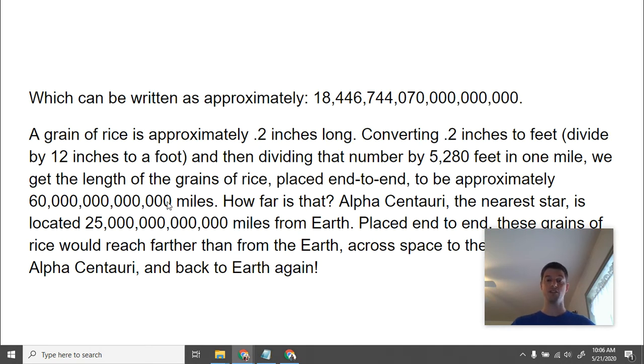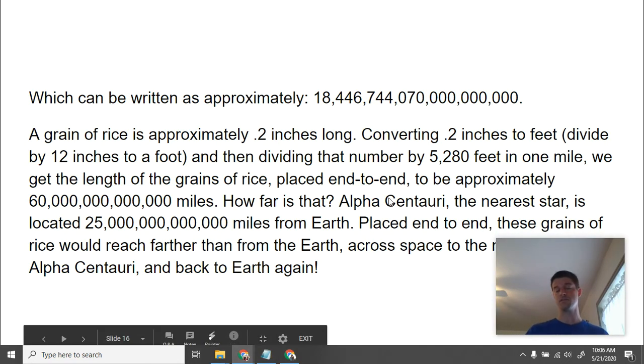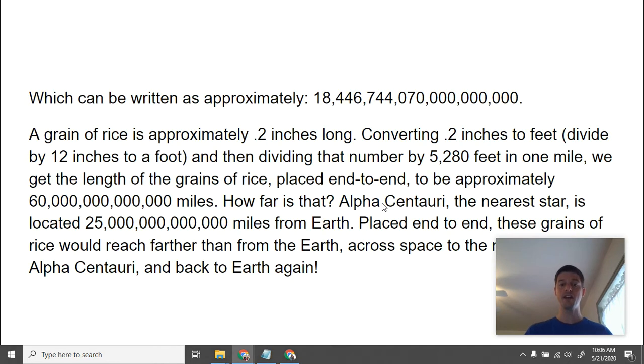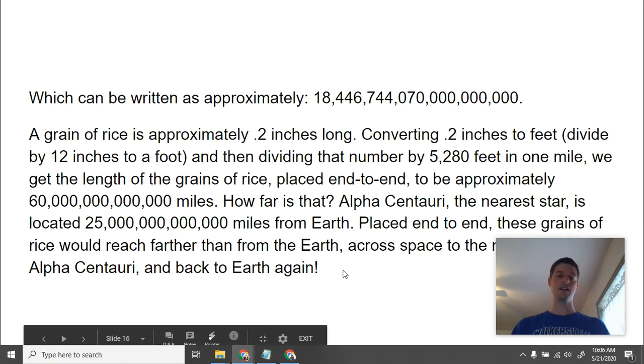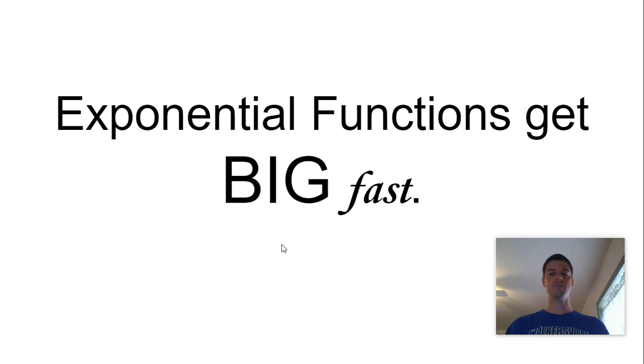Yeah, 60 trillion miles. So if you put the rice end to end, it goes all the way to the nearest star, Alpha Centauri, other than our sun. It goes all the way there and back, which is insane because we can't even picture how far away Alpha Centauri is. Our minds can't handle that. So exponential functions get big fast.